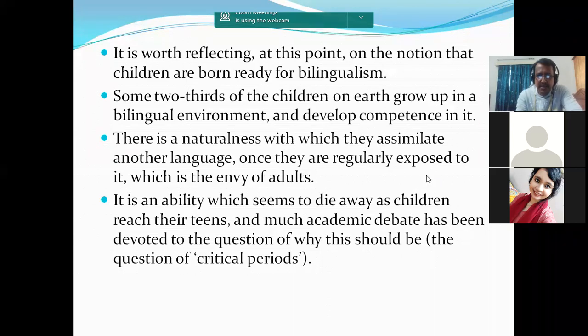Once they are regularly exposed to it, which is the envy of adults, it is an ability which seems to die away as children reach their teens. But the matter is that teen means 13, and 12 is not a teen. So such a natural ability of learning language will die away when a child is 13 years old.